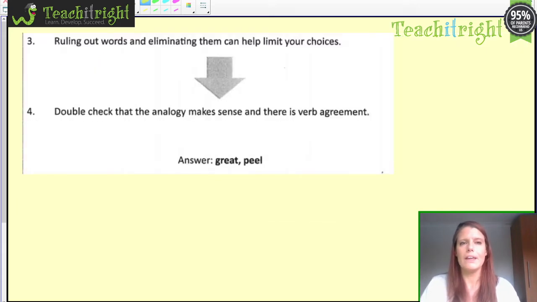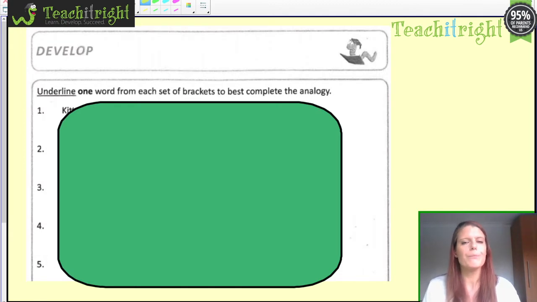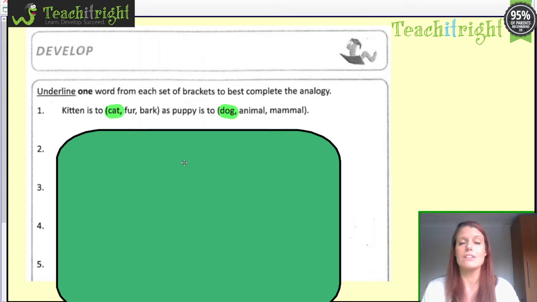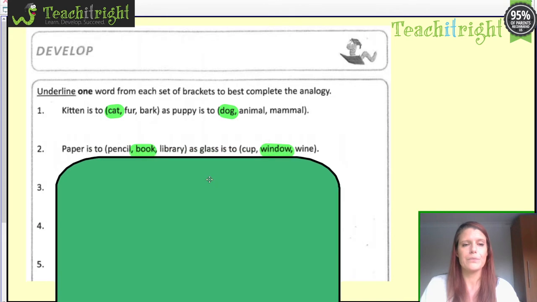Okay, hopefully that makes some sense to you. You then had your practice develop section where you were underlining one word from each set of brackets to best complete the analogy. And we had this one at the start in our practice section. Kitten is to cat as puppy is to dog. So comparing the grown-up and baby versions of each animal.